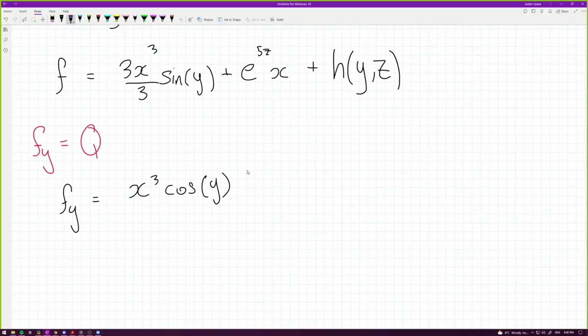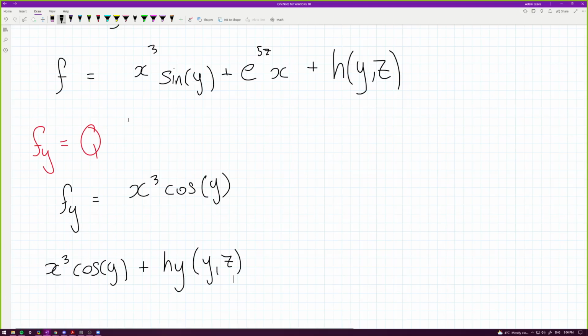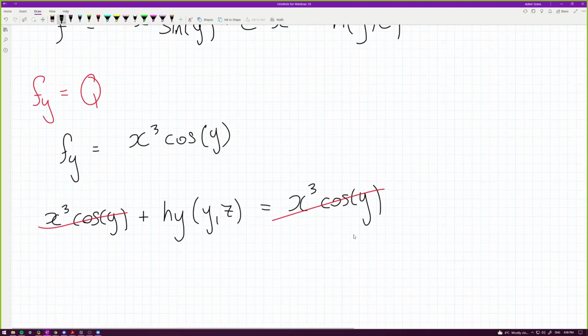So fy, the partial derivative of this with respect to y, sorry, these threes would cancel, is going to be, well, x cubed cosine y, right? This goes away, right? And then we would just have some hy of yz, right? Derivative of that with respect to y. Right, so again, this is just the partial derivative of that equation with respect to y. And that's equal to x cubed cos y. And if you look at that, right, we get that hy, so just to be clear, that's not h times y, that's the partial derivative with respect to y of yz is equal to 0.